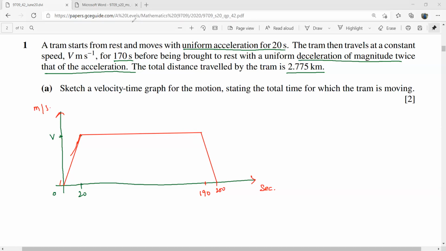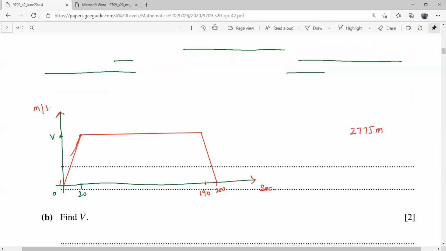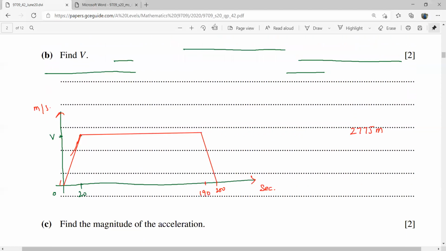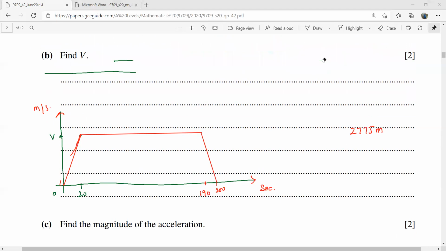Now, the total distance covered is, let me note it down here, 2,775 meters. Let's keep that in meters because we have velocity in meters per second and time is in seconds, so this distance has to be converted into meters as well. Now it says find V. So you have the area of all this shape here. That is a trapezium, so let's use the formula for the area of the trapezium to find this V here.